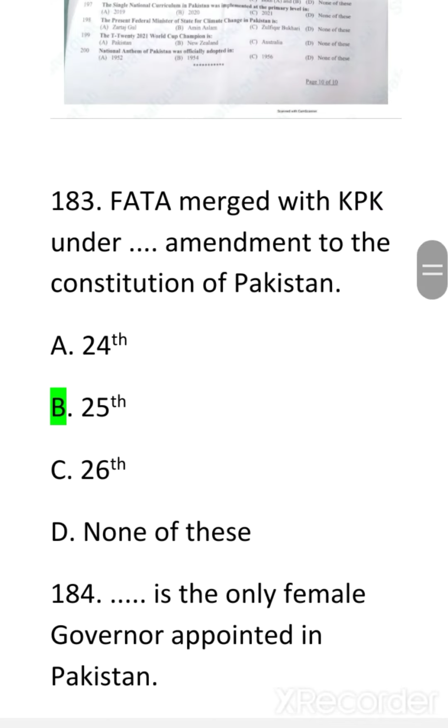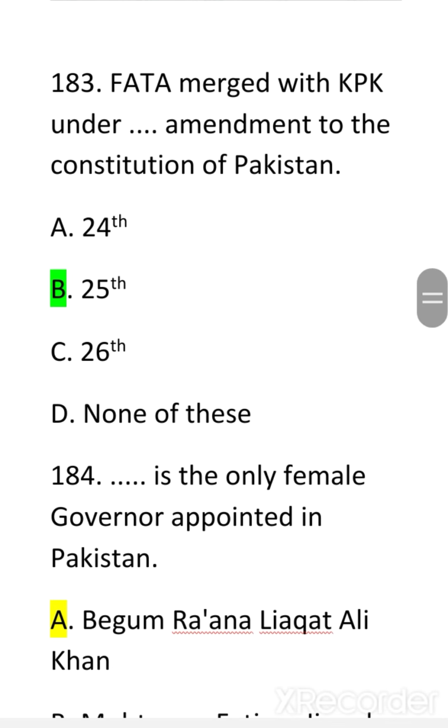Question number 183. FATA merged with KPK under dash amendment to the Constitution of Pakistan. Option A 24th, B 25th, C 26th, D none of these. Correct option is B 25th amendment. President Mamnoon Hussain signed the 25th Constitutional Amendment Bill into law on 31st May 2018.